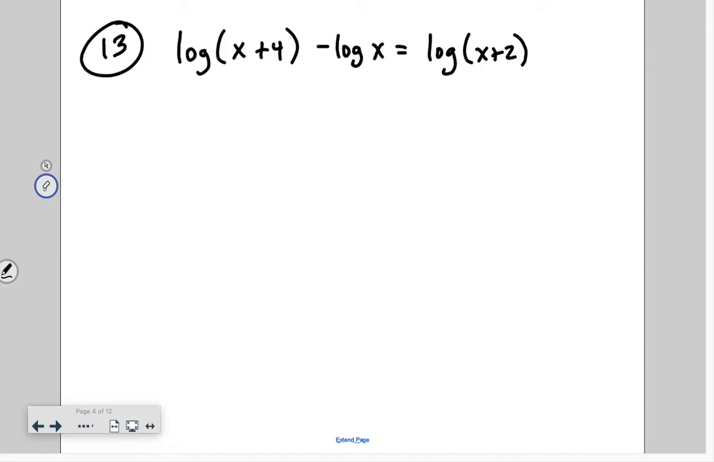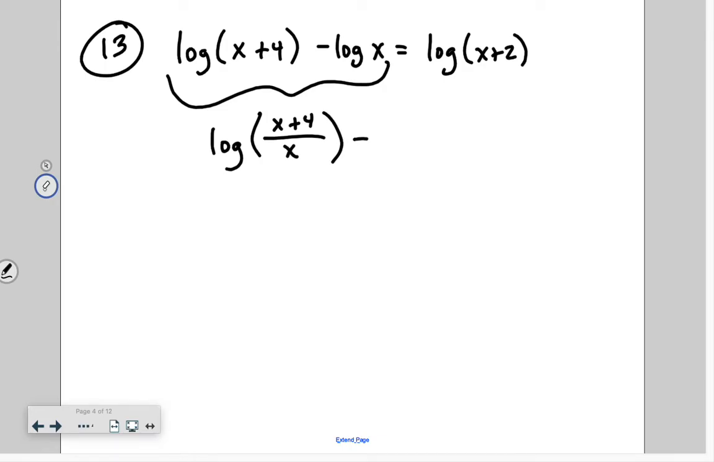But here's the first thing that I noticed. When I look at this problem, the first thing I notice is this. I've got 2 logs on the same side that are being subtracted, which means what can I do with those? Condense them into 1. Yep. Anytime you're adding or subtracting 2 logs, condense those 2 logs into 1. Make it simpler. So let's combine those 2 into log of, since we're subtracting, that means we divide the arguments. So we got x plus 4 over x.